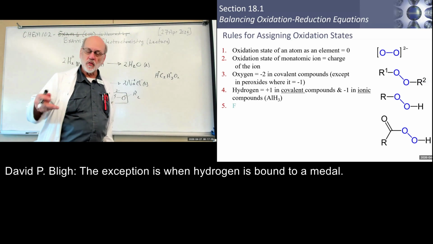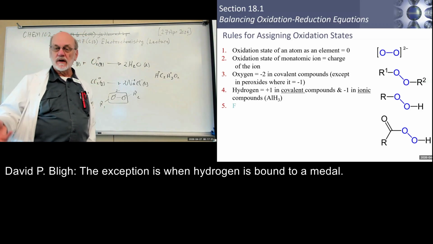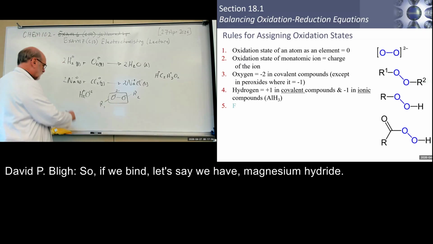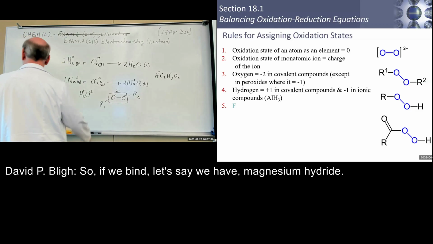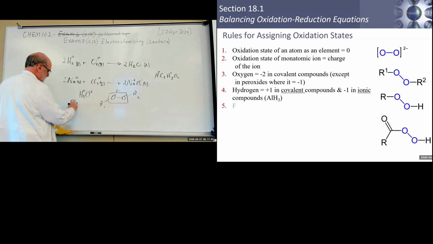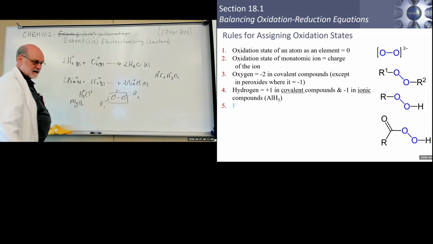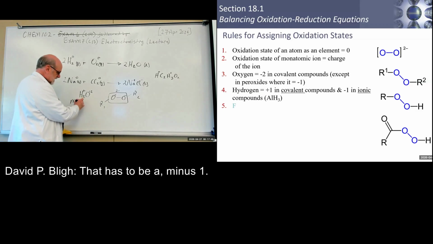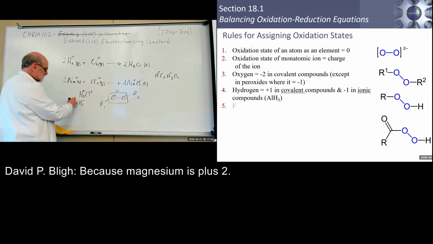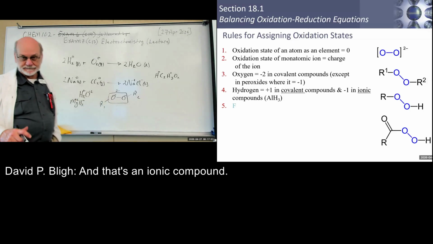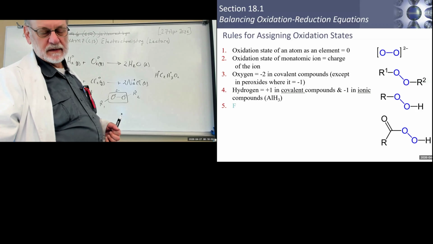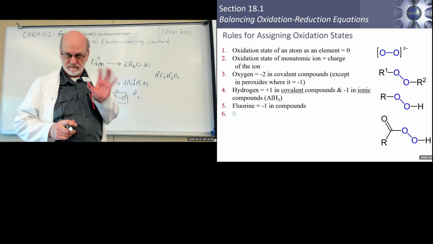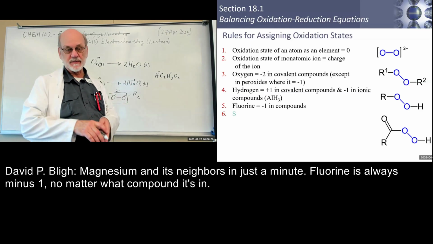The exception is when hydrogen is bound to a metal. So if we bind, let's say we have magnesium hydride. That has to be a -1 because magnesium is +2. And that's an ionic compound. All right, we're going to get to magnesium and its neighbors in just a minute.